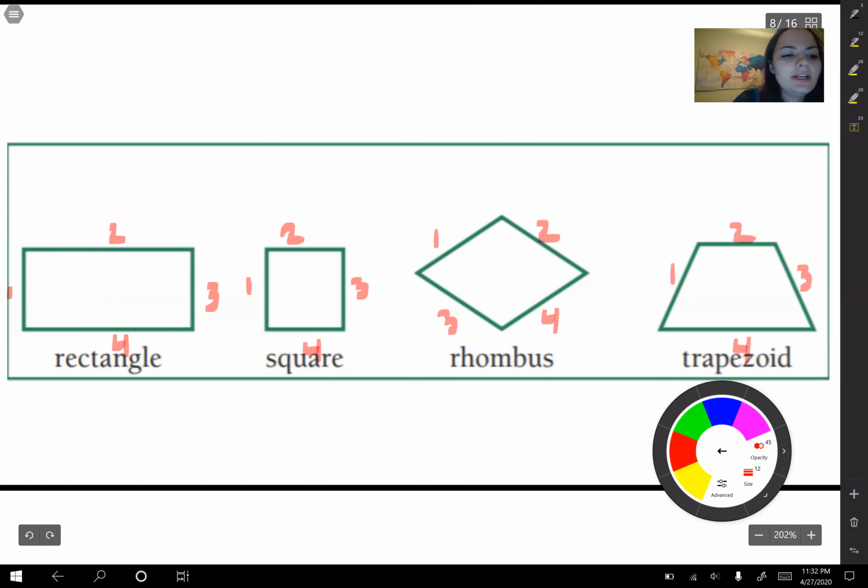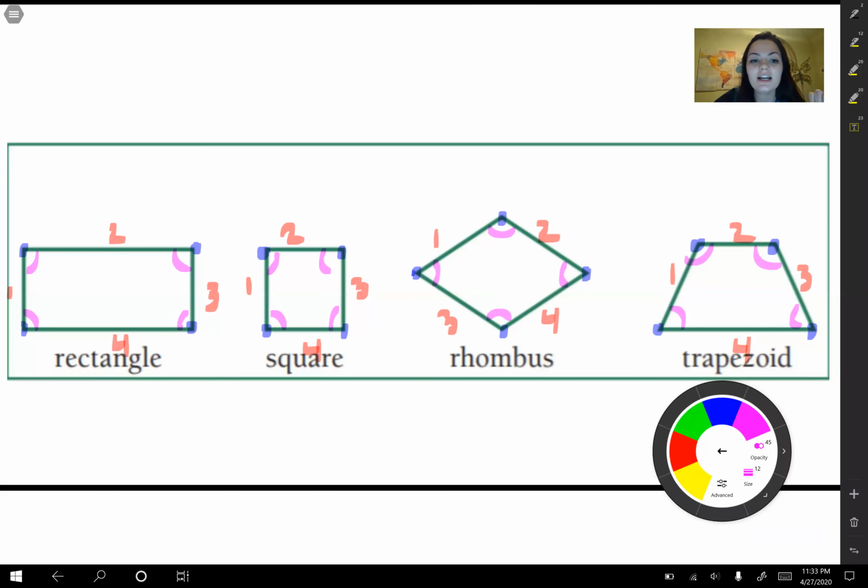You should by now know what it is. 1, 2, 3, 4. All of them have 4 sides, 4 angles, 4 vertices.